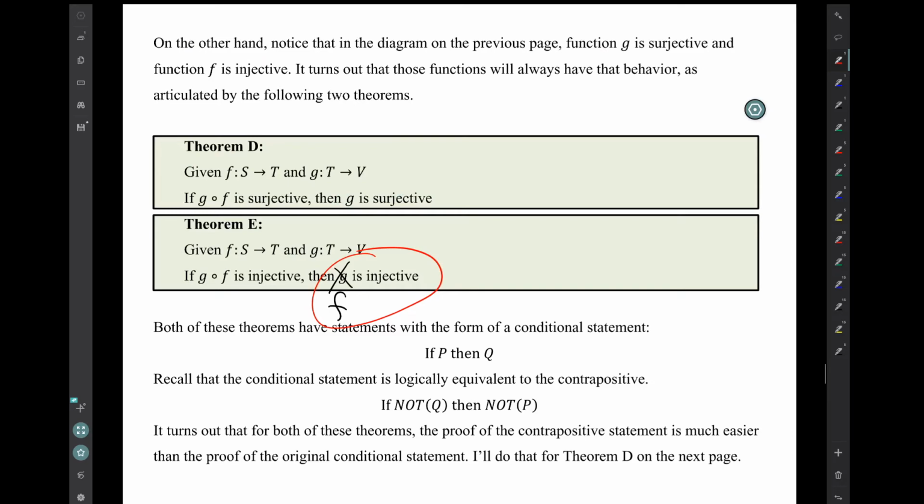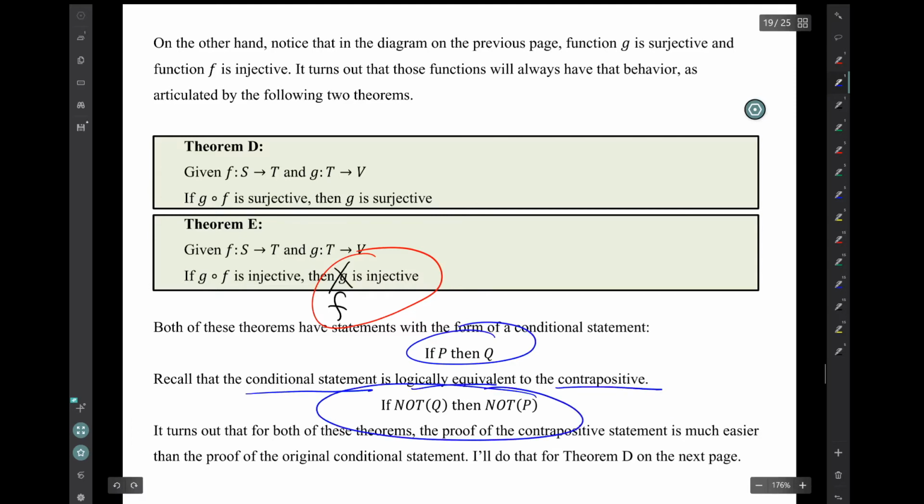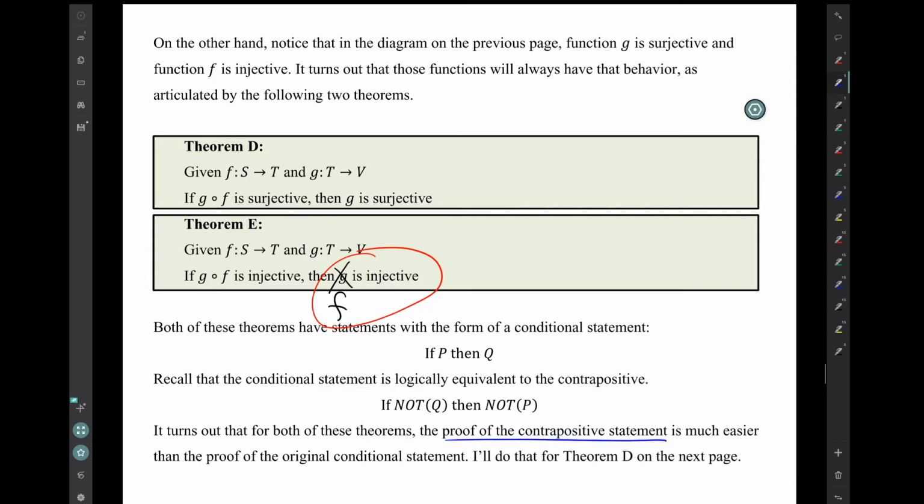So both of these theorems have statements of this form, a conditional statement. If p, then q. Remember that the conditional statement is logically equivalent to the contrapositive: if not q, then not p. It turns out that for both these theorems, the proof of the contrapositive is much easier than the proof of the original conditional statement. So I'll do that proof for theorem D on the next page.